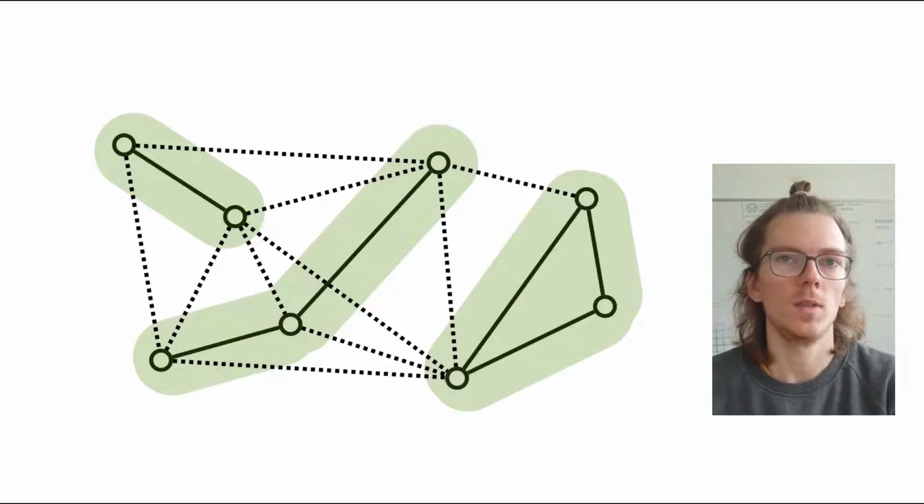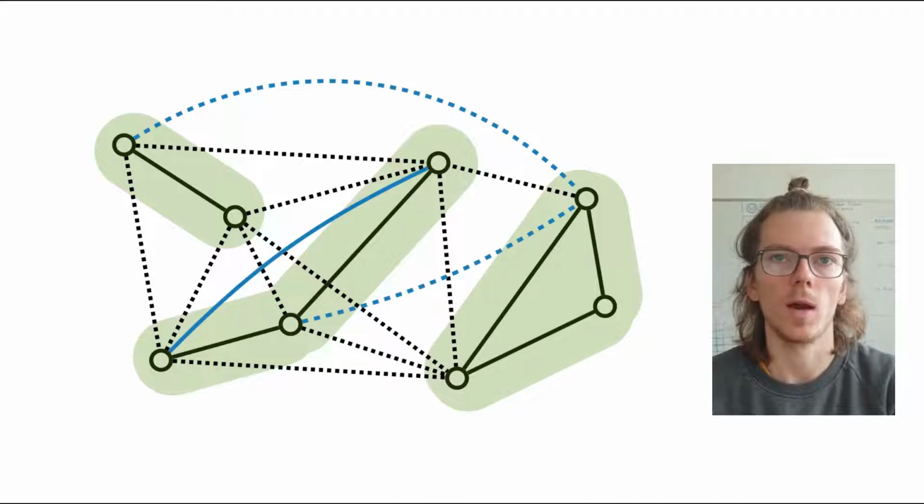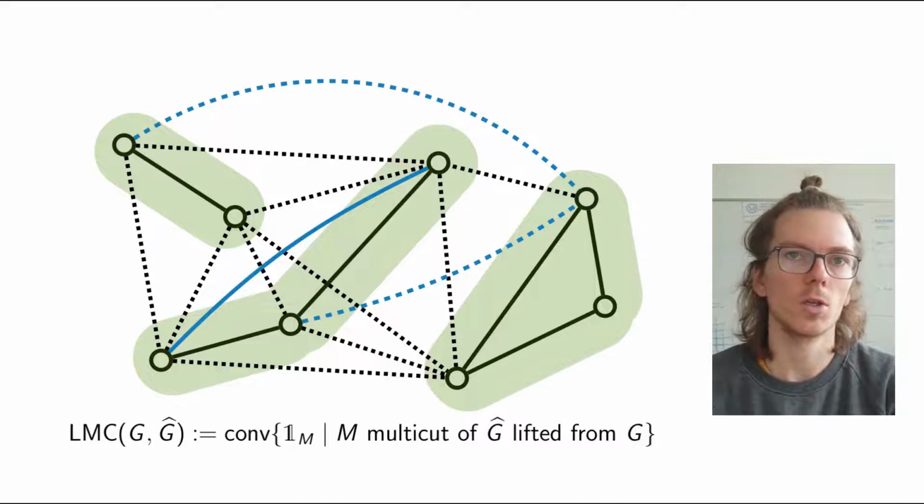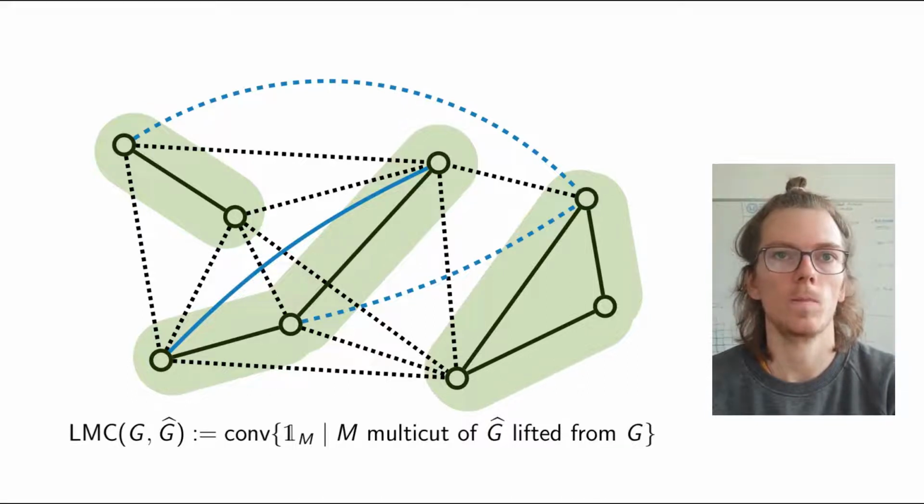To make this explicit also for non-neighboring nodes, we generalize the notion of a multicut by lifting it to an augmented graph. Here, the augmented graph consists of additional blue edges. A blue edge is connected if there exists a path in the base graph that is connected. Otherwise, the edge is cut. The lifted multicut polytope is defined as the convex hull of the characteristic vectors of all such lifted multicuts with respect to the graph and its augmentation.